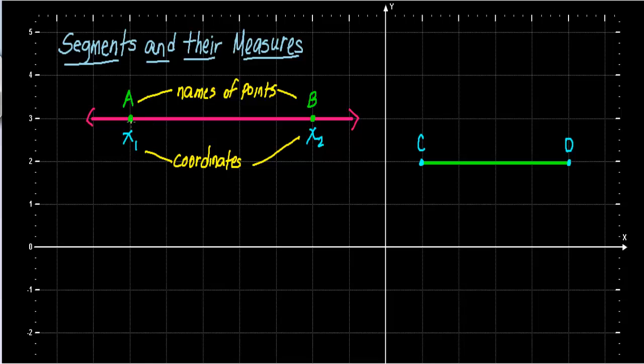Okay, now if I want to talk about the distance between A and B, this is how I would write that. I would write AB. This symbol, anytime you see it, stands for the distance between A and B. Okay?